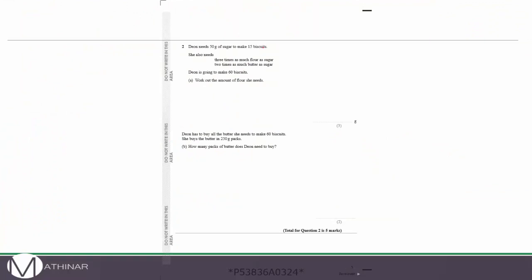Number 2, Dion needs 50 grams of sugar to make 15 biscuits. She also needs 3 times as much flour as sugar and 2 times as much butter as sugar. Right, so there's a lot of information there. So the first thing I'm going to do is just make a note of some bits here. So in order to make 15 biscuits, I need 50 grams of sugar and 3 times as much flour as sugar. So that means 150 grams of flour. And 2 times as much butter as sugar, so 2 times that is 100 grams of butter.